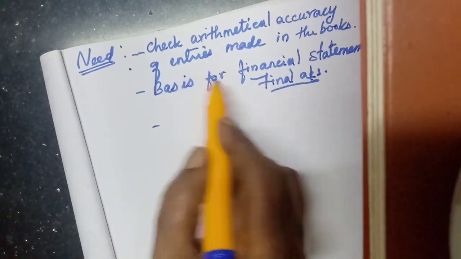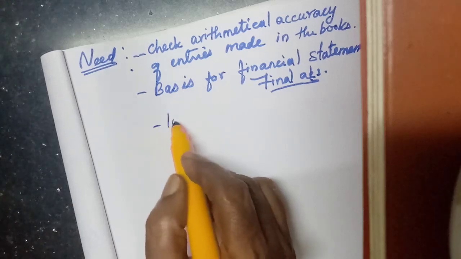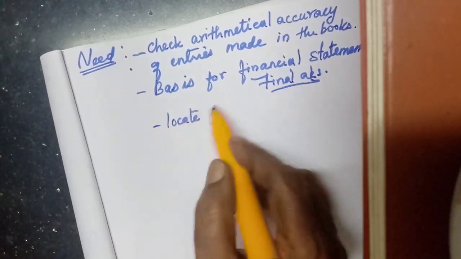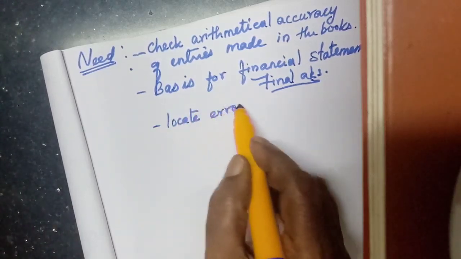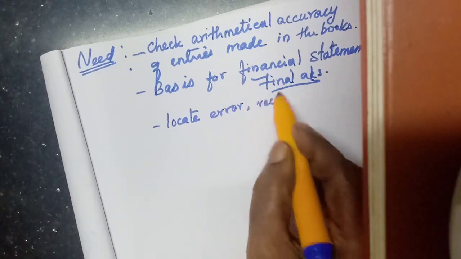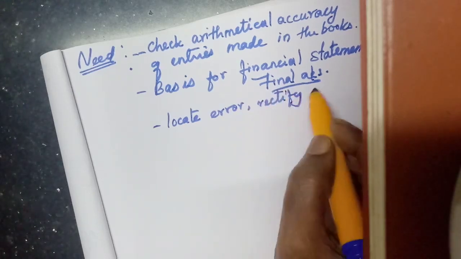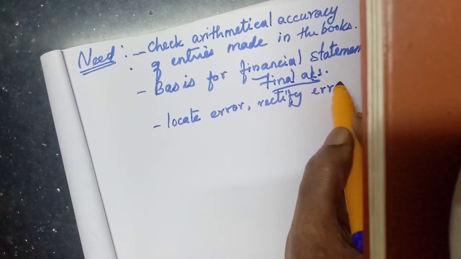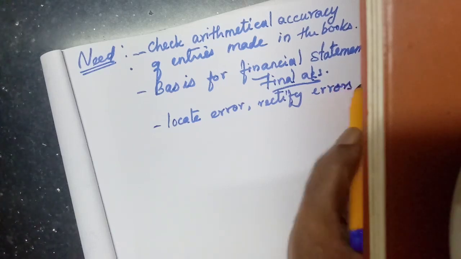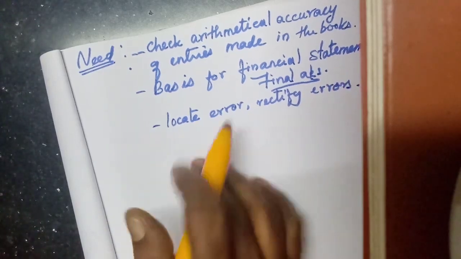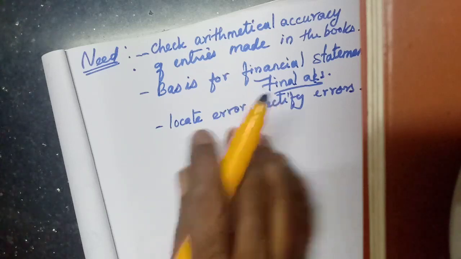So if it doesn't tally, we can locate the error. That is another purpose. We can locate the errors and we can rectify those errors. So these are the need and purpose.